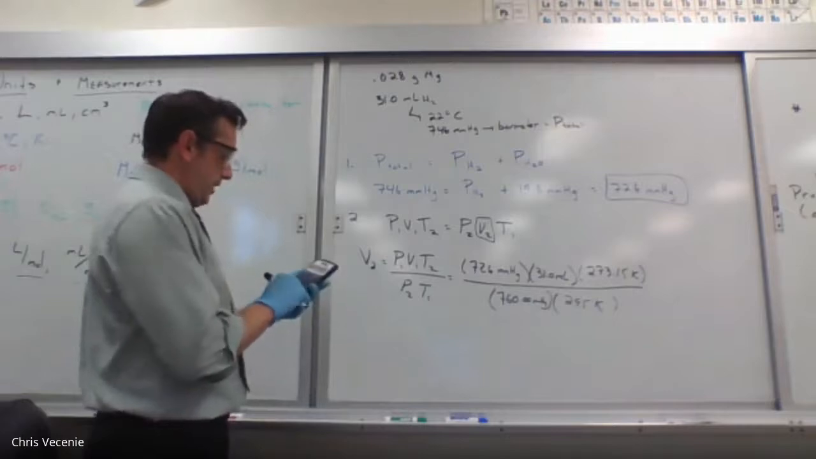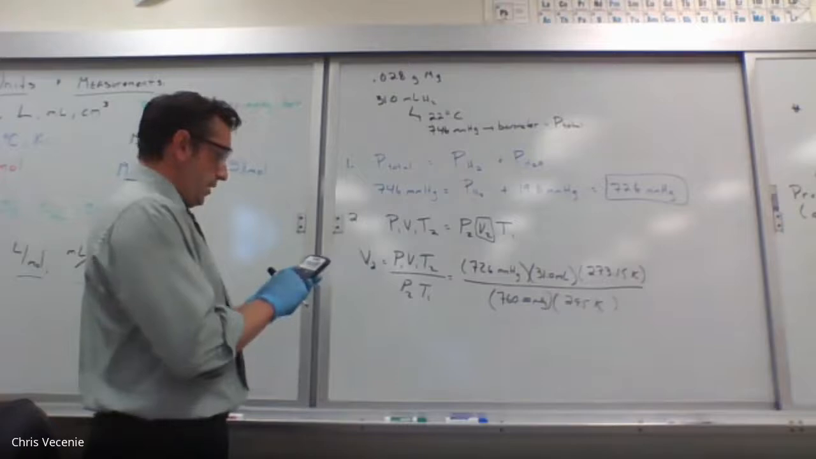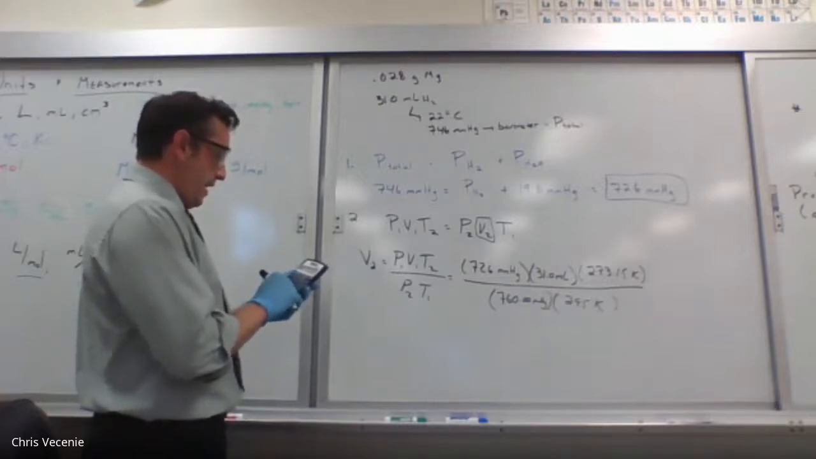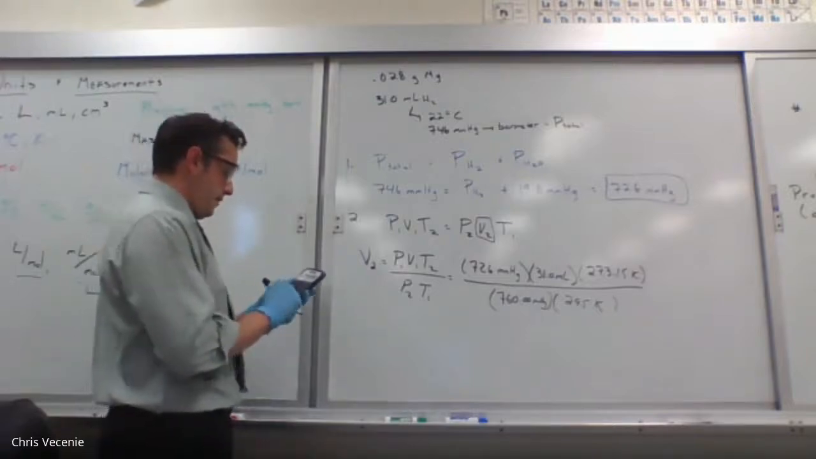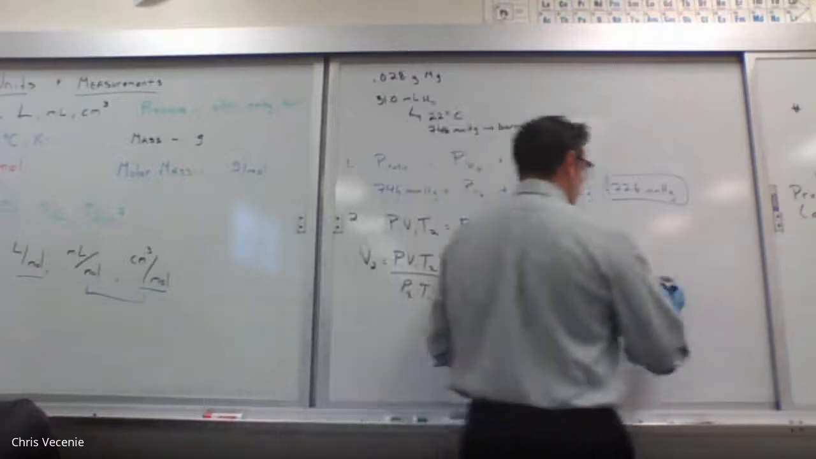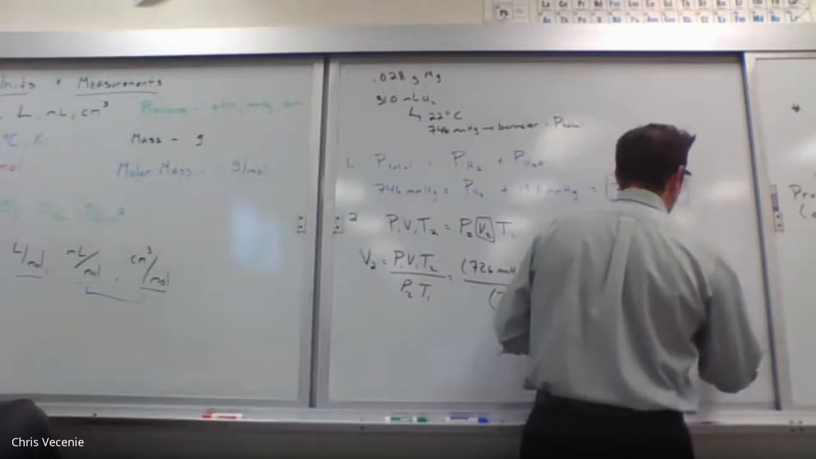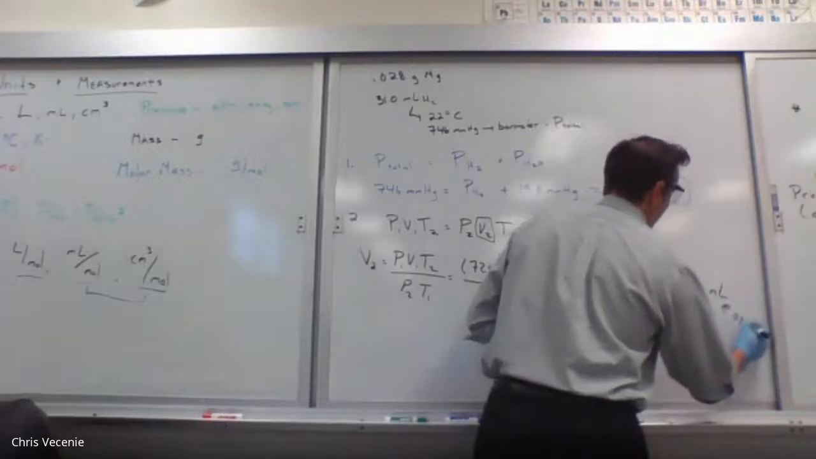All right, so we take our 726 times our 31.0 times our 273.15 divided by the 760 divided by the 295. And if you do that upright, this gas is going to be 27.4 milliliters at STP.